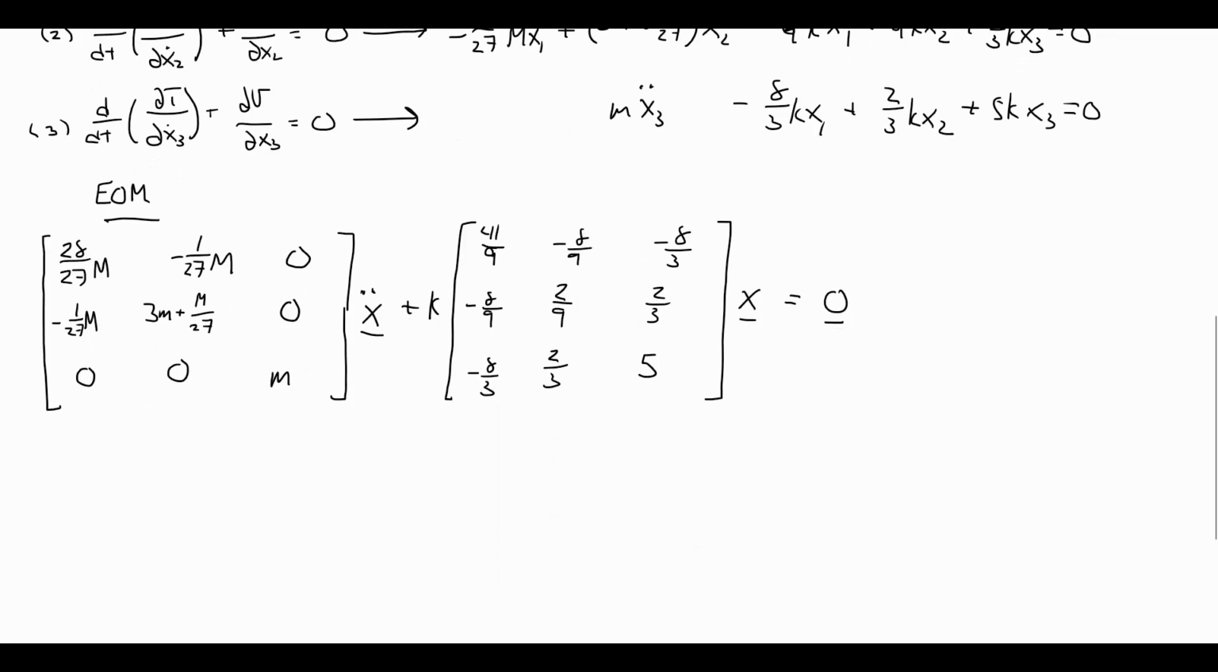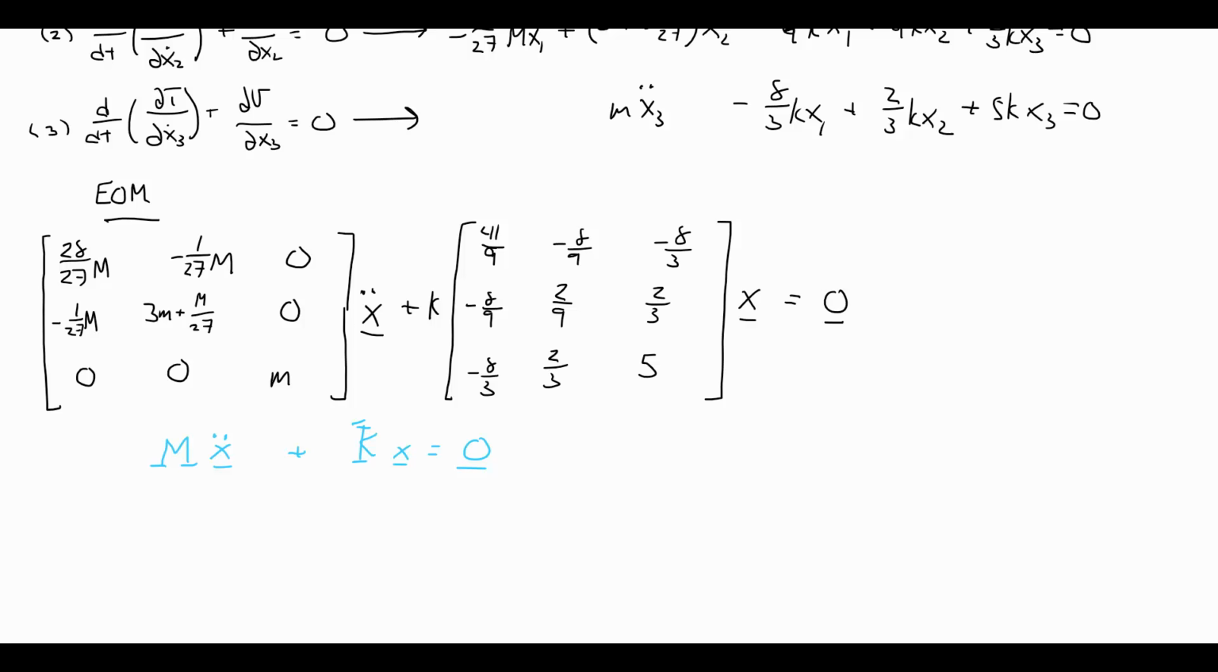And I'll write this out explicitly. This is then our mass matrix times our x double dot plus our stiffness matrix K times our x equals 0. And before we go on, let's just make sure, or do a check now on the mass and stiffness matrices. They must be symmetric for them to be correct, or at least if they are not symmetric, we know they are not correct.